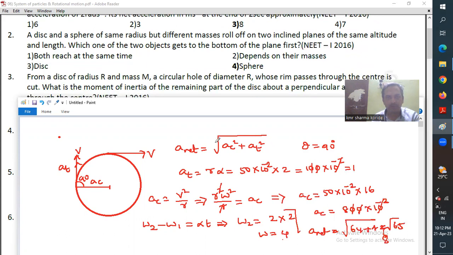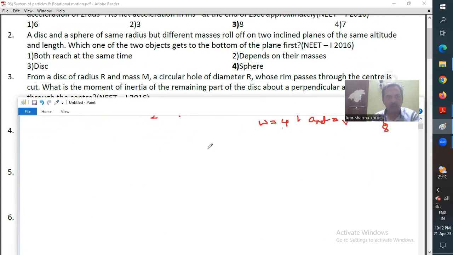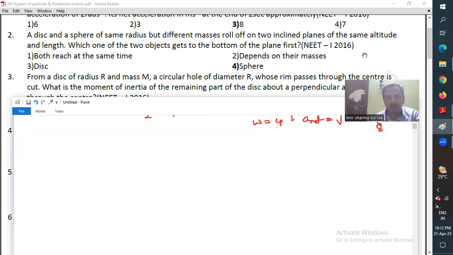Moving to the next question. The disc and sphere of same radius but different masses roll off on two inclined planes of the same altitude and length. Which of the two objects gets to the bottom of the plane first? So let us try to find out time. The question is focused on time only to determine. So for that, we need to write the acceleration equation.